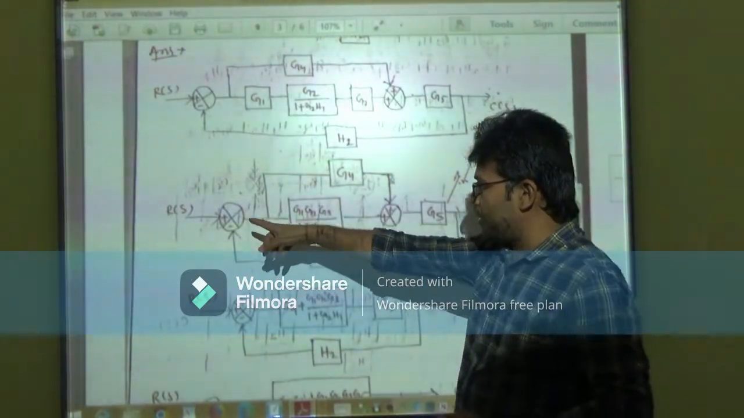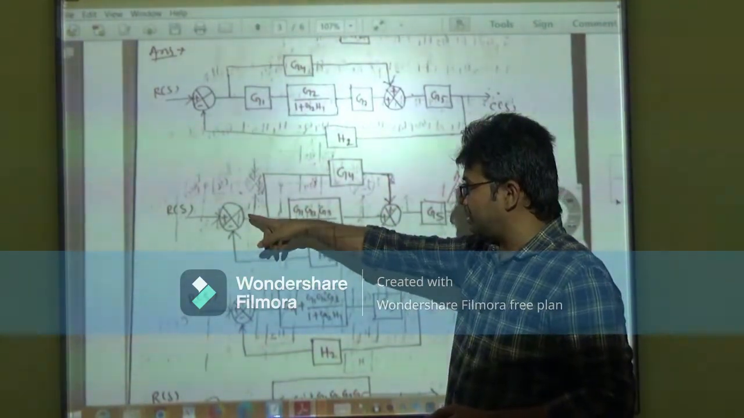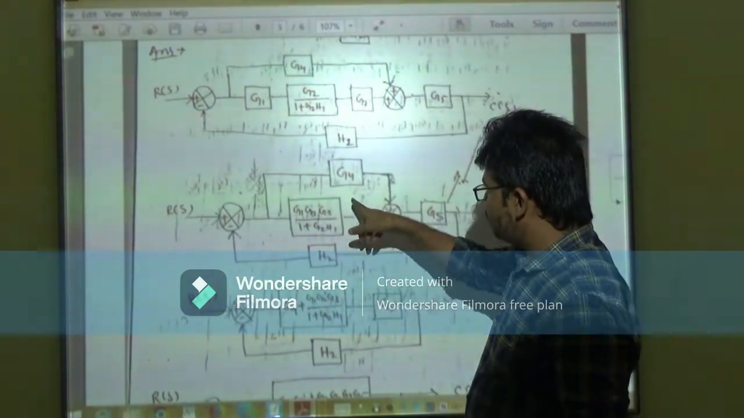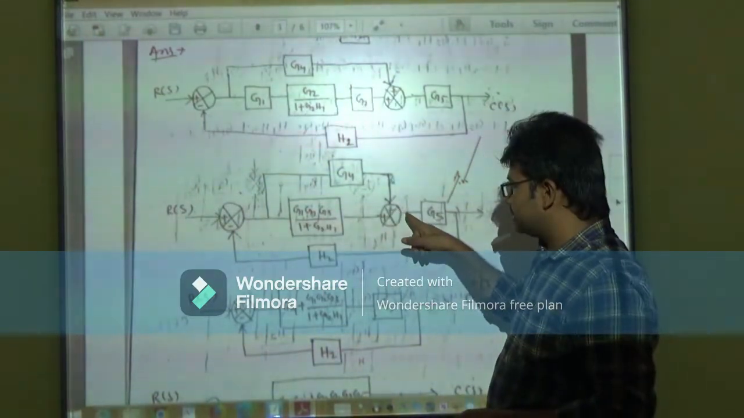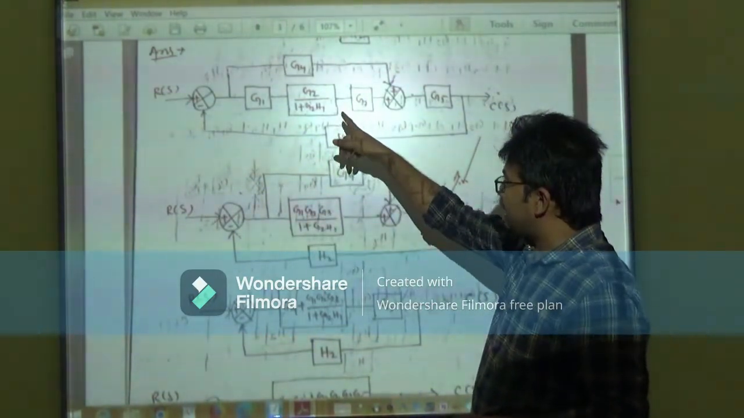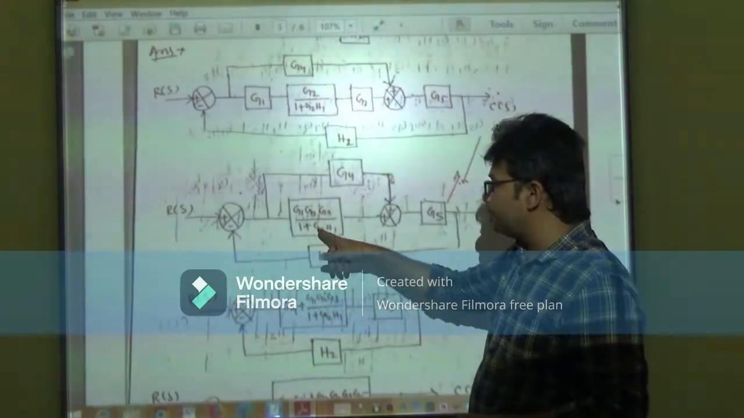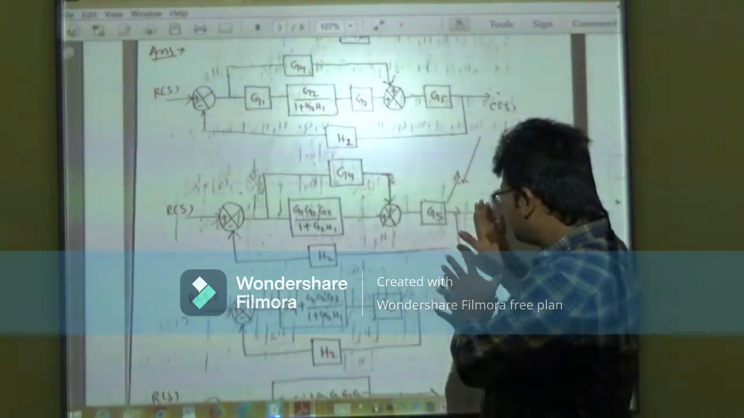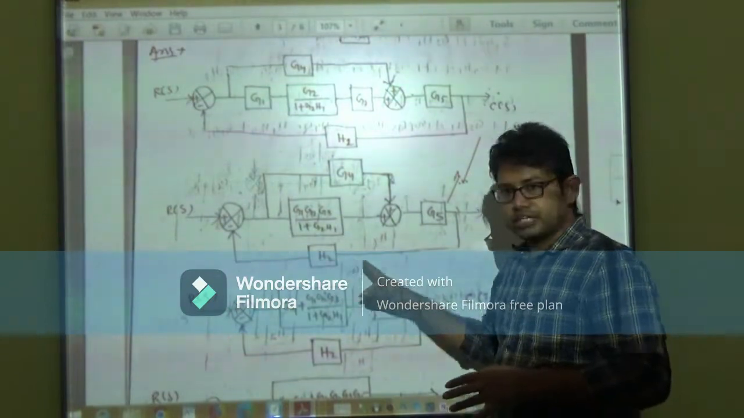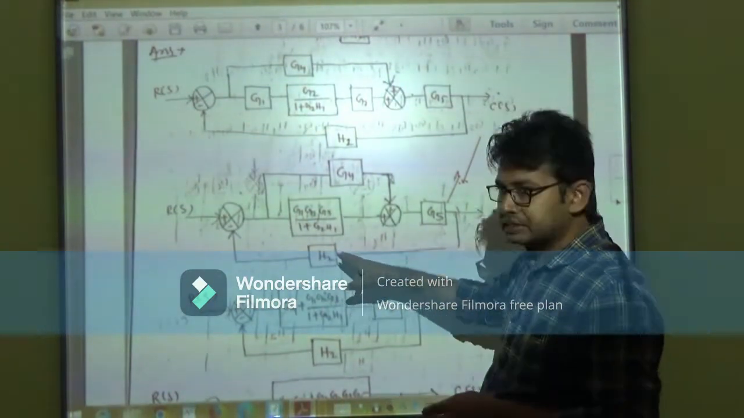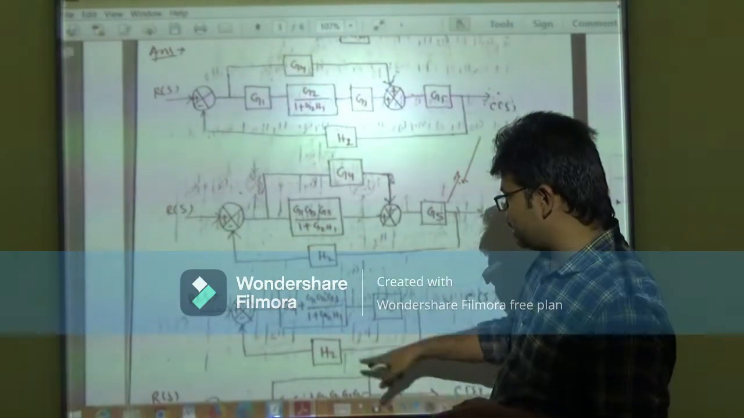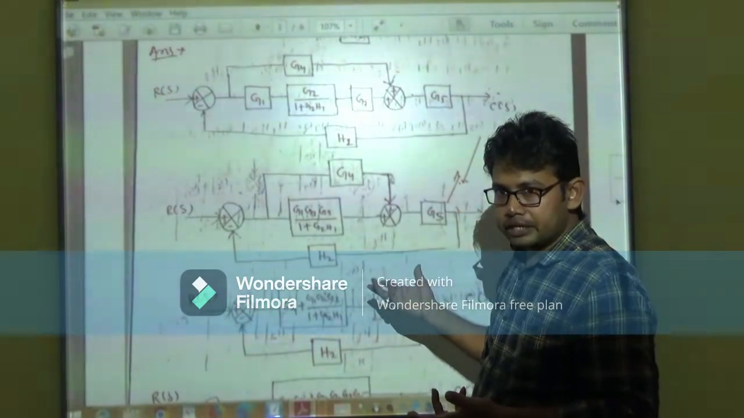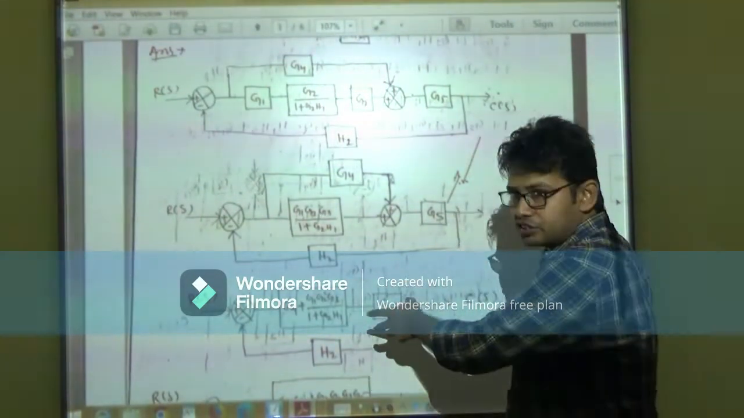R of S is connected to the summing point, and on the right side G4 is also connected to the summing point. The result is G1 G2 G3 whole divided by 1 plus G2 H1, then it connects to G5. Then from output to input is connected H2, that is the second feedback loop. Next we find the parallel block or series block, as we know for reducing the block diagram system.